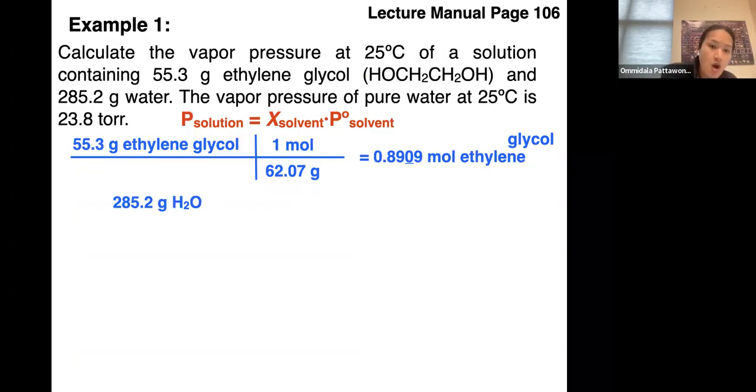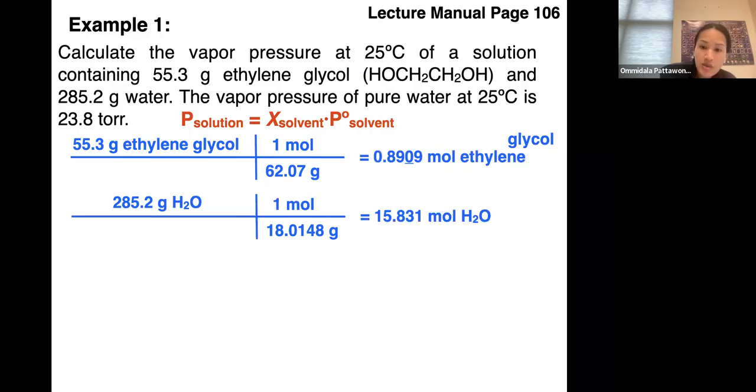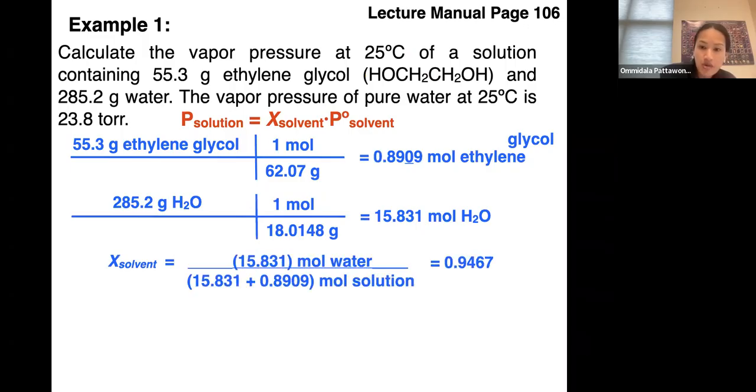Now to find the mole of water, you use grams of water divided by the molar mass of water, and you are going to get this many mole of water. To find the mole fraction, it's going to be mole of water divided by total mole. You are going to get a mole fraction of 0.9467, so it contributes a lot. It's close to 1, which makes sense because the solvent is water, so water is the majority component in the solution. In terms of percent, this equals 94.67%.